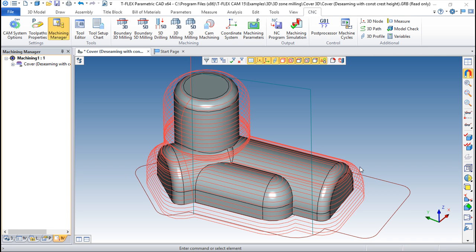Hello, we are here for one more lesson of this T-Flex CAM training course, and the topic for today will be the tool setup chart.